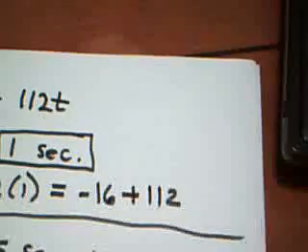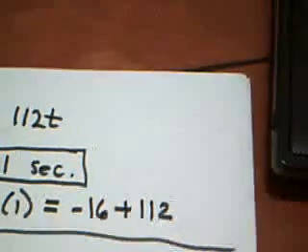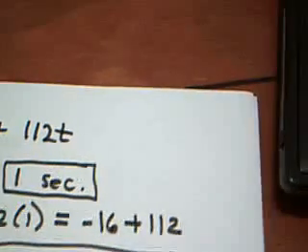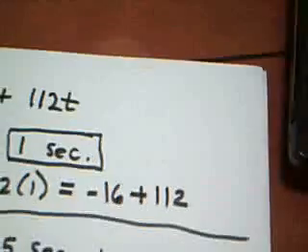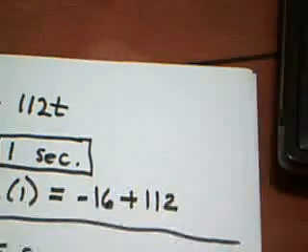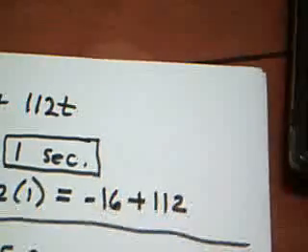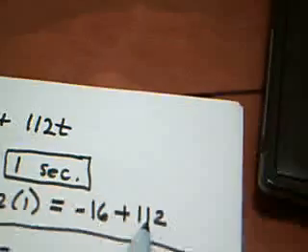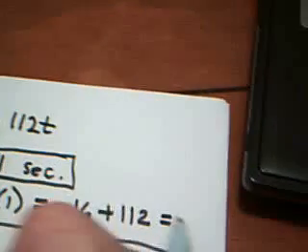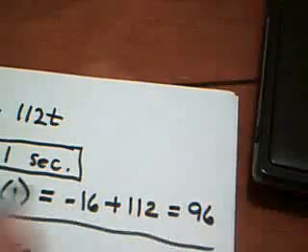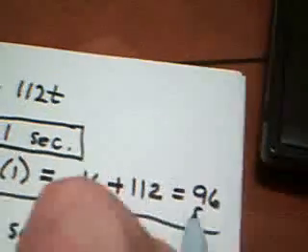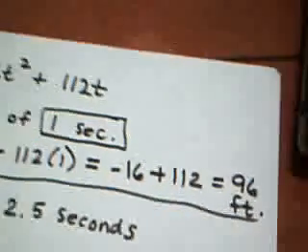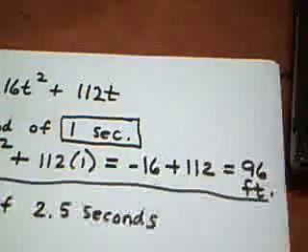And remember, in 1033, you're always allowed to use your calculator. So I can either do this by hand, or I can do this using a calculator. And what I get for my answer, negative 16 plus 112 is 96. And of course, we should use the correct units. That would be 96 feet. So at the end of 1 second, the object is 96 feet high.